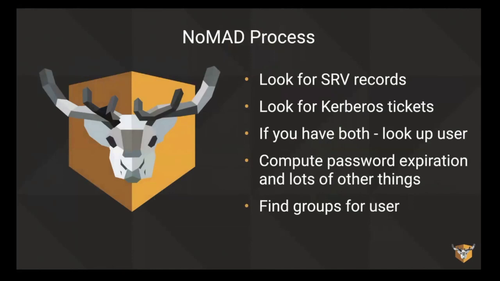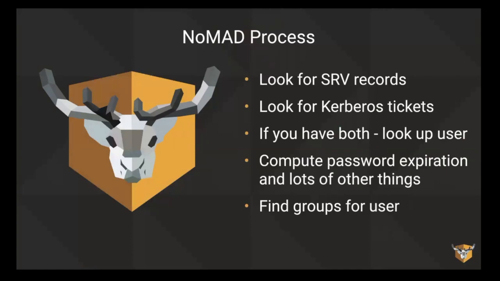We also like to remind people of the kind of process that NoMAD goes through. We're going to show you this in a little bit, as we show you what to do for troubleshooting or just get a better understanding of what NoMAD's doing under the covers. We use very standard methods to find out what the Active Directory domain is and where things are going. So that's the normal looking up of SRV records. We look for local Kerberos tickets. If we have both, the SRV records tell us we're on the AD domain. The Kerberos tickets tell us we're authenticated.